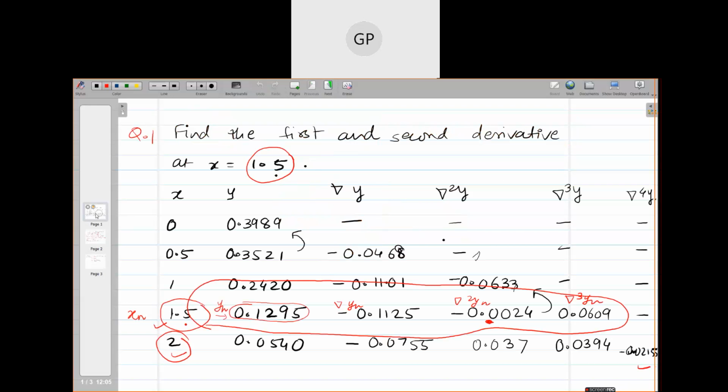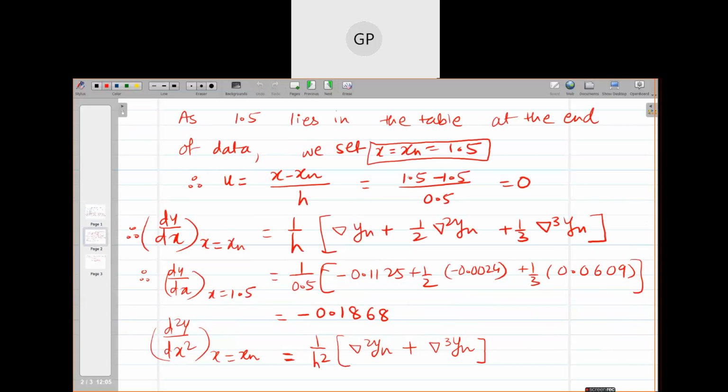Let us quickly go back and summarize the problem. We want to find out the first and second derivative at 1.5. The 1.5 value is actually given in the table, and therefore I am setting xn equal to 1.5, and the corresponding differences I will use in my formula. So u becomes 0, and therefore I am going to use the formula without u.